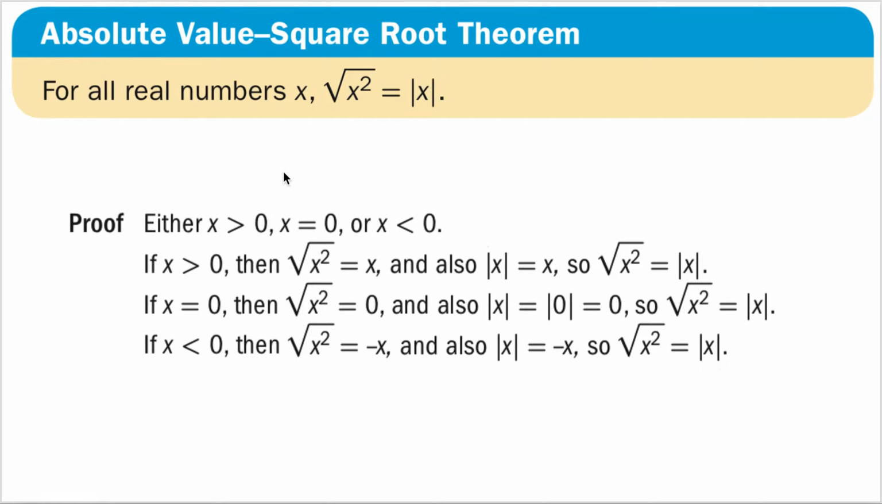value of x. So for all real numbers x, it means if x is a rational number, an irrational number, a natural number, or a whole number, then the square root of x squared being equal to the absolute value of x is going to hold for all these cases whenever x is a real number. But now, since the absolute value square root theorem is proven, let's take some examples of how we can apply the absolute value square root theorem in other situations.